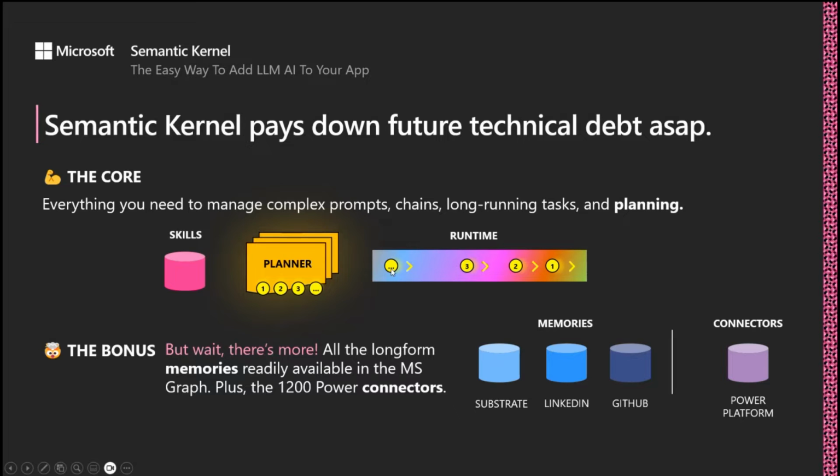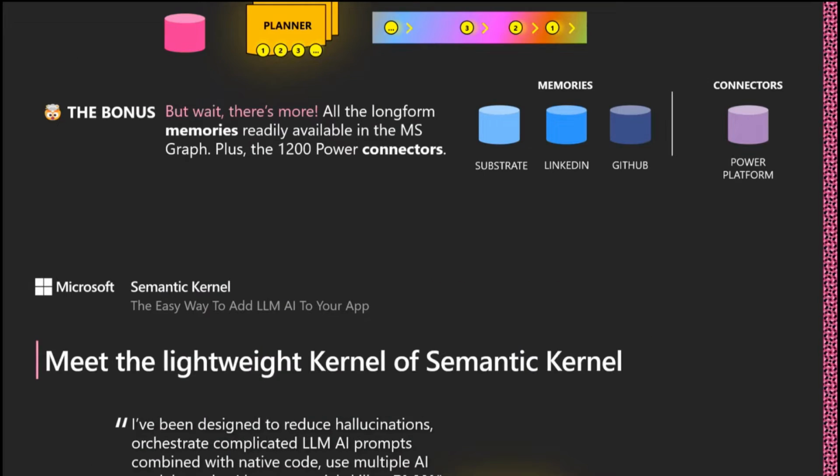But then there's this concept of runtime, which is executing the skills in order to get the result you want, and then different memories and connectors. There are already 1,200 connectors in the Power Platform, and there are these different memories you can have. So again, the context, which are, hey, I'm going to have my own database, or I'm going to use information from various different sources, all different things that you can leverage as part of Semantic Kernel.